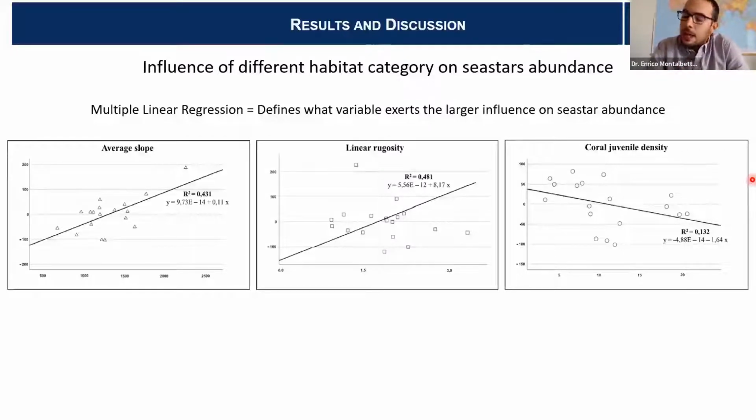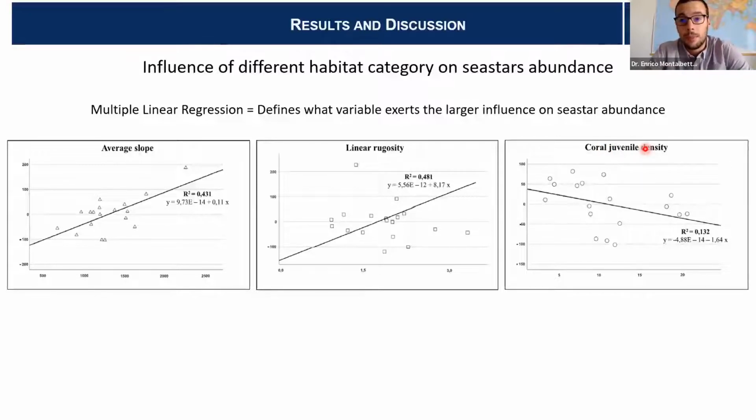To define which factors influenced seastar abundance the most, we performed a multiple linear regression analysis that gave us the results that here are displayed as partial regression plots. Basically, this analysis allows you to compare and evaluate the influence that a variable, or in this case, multiple variables, can have on another variable. In this case, the influence that average slope, linear rugosity, and coral juvenile density had on seastar abundance.